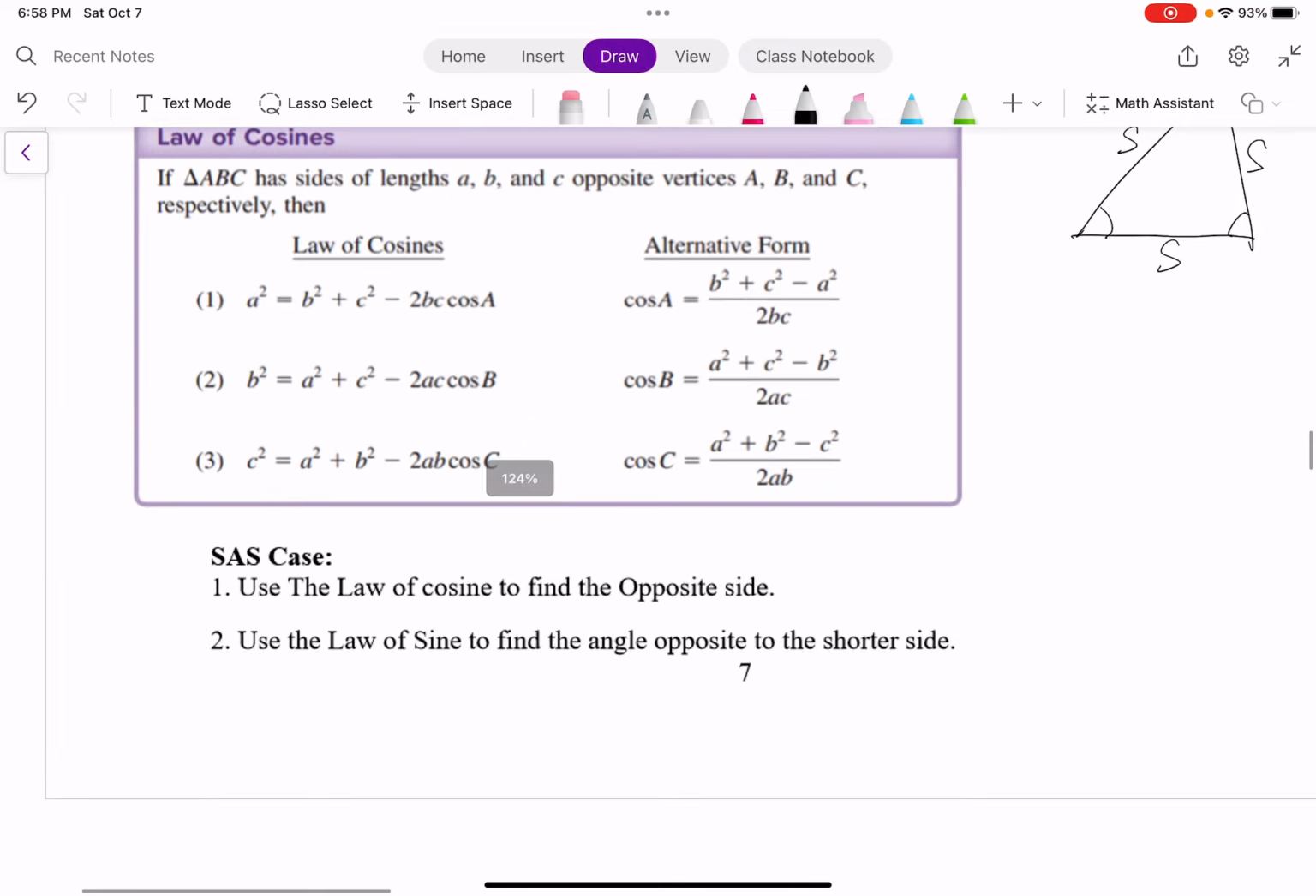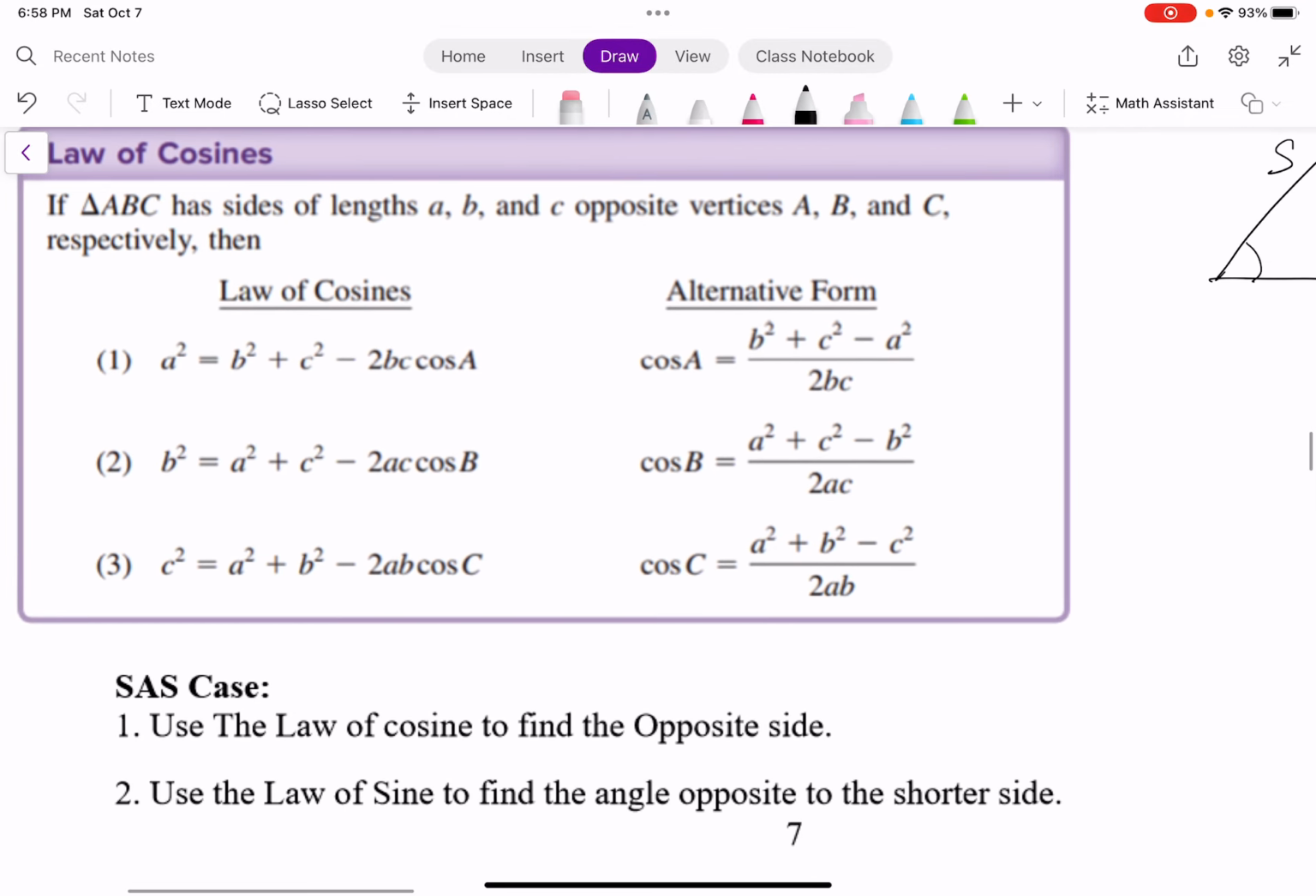Let's see the law of cosines. For the triangle ABC, it has three sides. The lowercase a, b, c represent the lengths. The opposite angles of the three sides are uppercase A, B, C. Then the relationship between the lengths and the angles, we are using the law of cosines. We have a squared equals b squared plus c squared minus 2bc times cosine A.